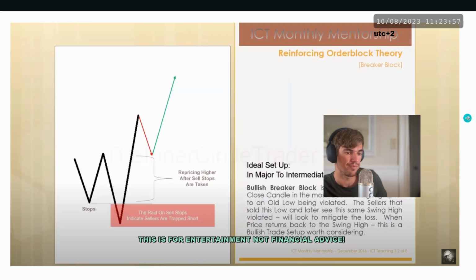If we look at the next one, he very nicely explains in words, but a lot of people won't read these. The raid on sell stops indicates sellers are trapped in short. So think about this. People that are short suddenly see this move and think the move is going to continue lower. However, the price then retraces, pushes above the high, takes their stops out, and then delivers a nice entry for repricing after the sell stops are taken. So sell side has been taken out. Now we're going to find an opportunity to get involved, get into a price, and then we go.